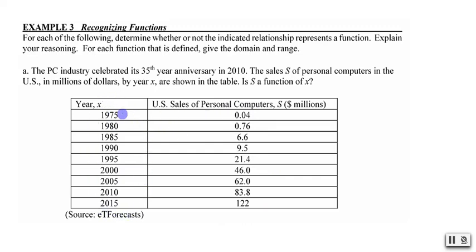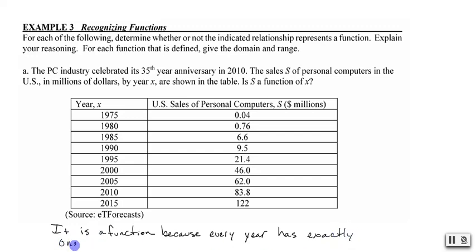In other words, for every X, there must be exactly one Y. Do you have a certain year here that has two different values for Y? No, you do not. So this is a function. We're going to say why. It is a function because every year has exactly one sale number figure.